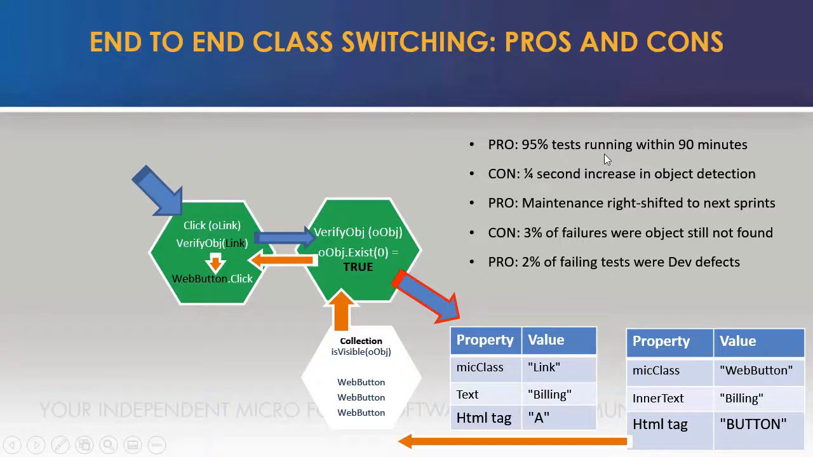Well, we were able to implement this in 90 minutes. I mean, it's not a lot of code. It's probably about 15 lines of code. We got it implemented in 90 minutes. The downside was that there was about a quarter-second increase in the object detection on the ones that did not exist. If it did exist, it was just as fast as it was before.